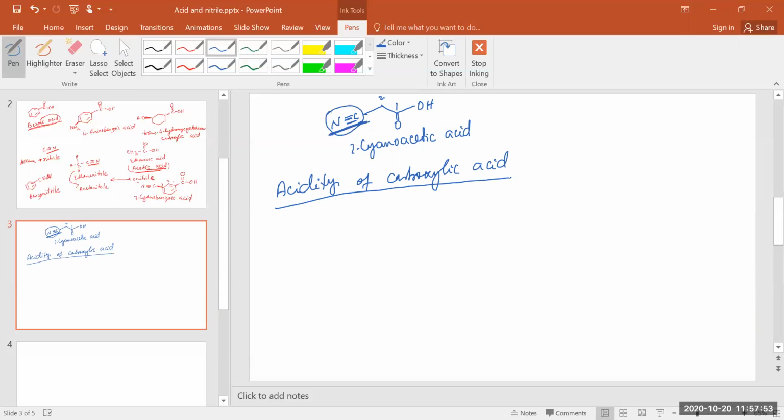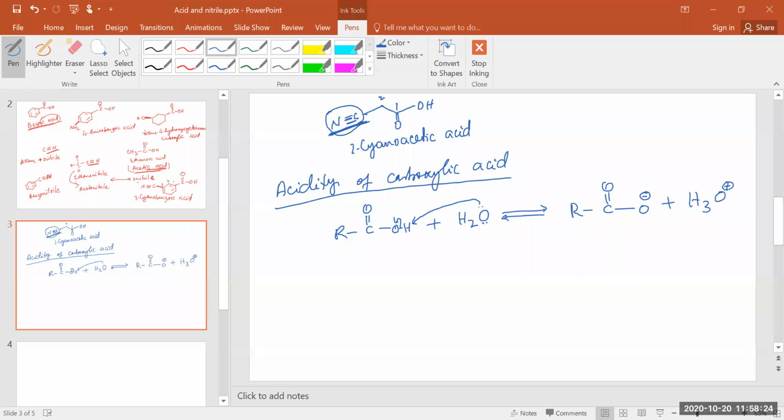Carboxylic acids like this one here, RCOOH, when you dissolve them in a solvent like water, an acid-base type reaction happens and it gets ionized, so it will be RCOO minus and H3O plus. This is an acid that gives H plus. Water here acts as a base.